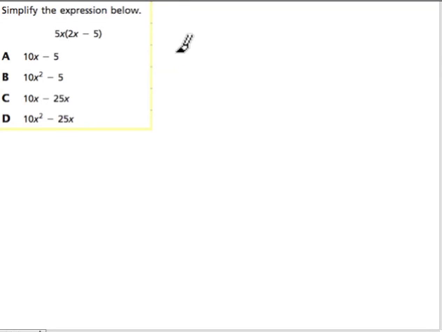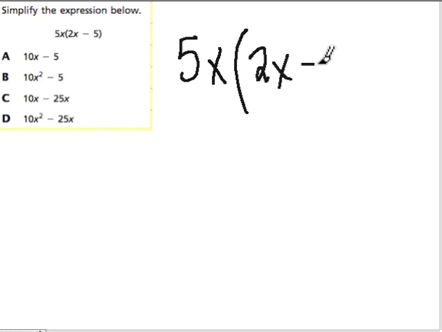In this problem, we're going to simplify an expression using multiplication. So we have 5x(2x - 5). And this is a multiplication problem. This really means 5 times x times all this stuff in the parentheses. And we want to use the distributive property.